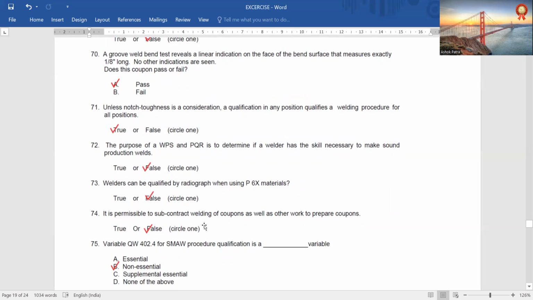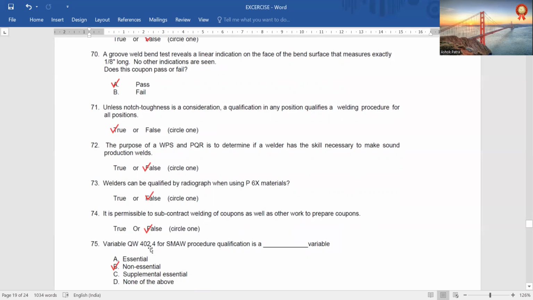It is permissible to subcontract welding of coupons as well as other work to prepare coupons. False.